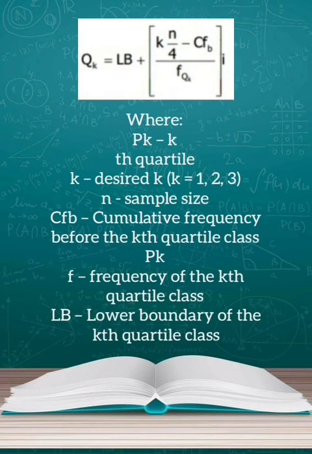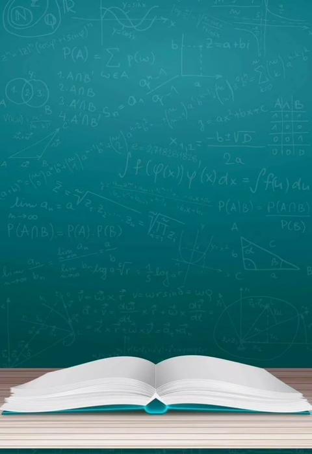where quartile is pk or kth quartile, k is desired k equals 1, 2, and 3, n is considered as sample size, CFB is known as the cumulative frequency before the kth quartile class, and FPK is the frequency of the kth quartile class, and LB is the lower boundary of the kth quartile class.